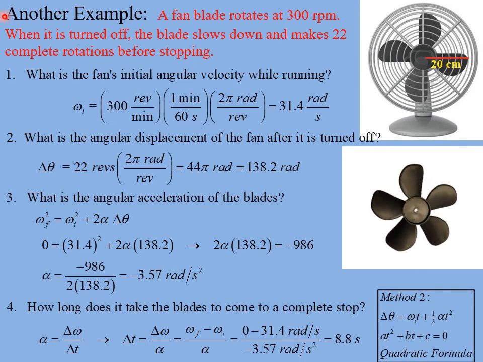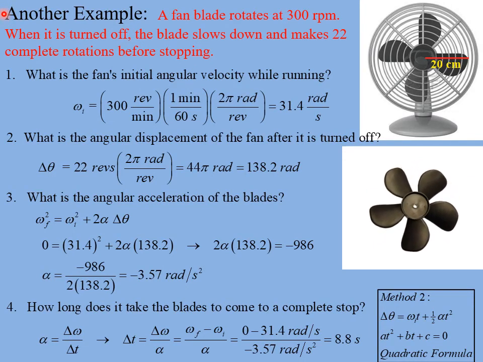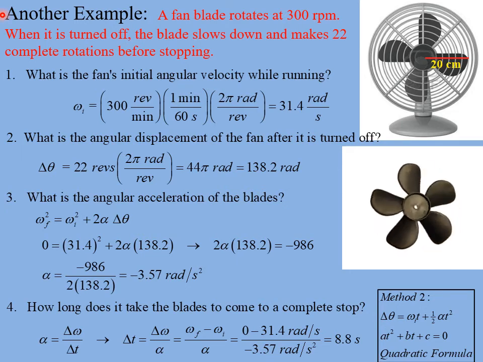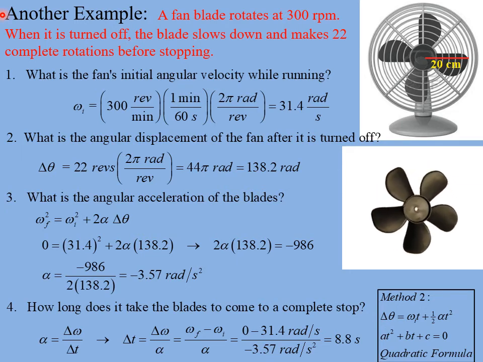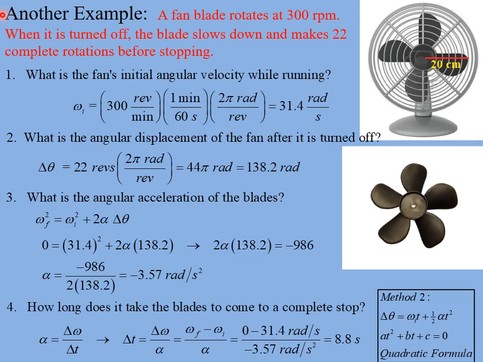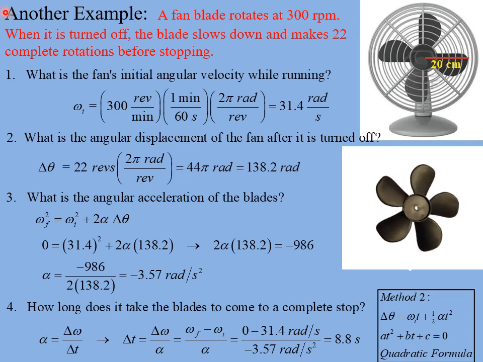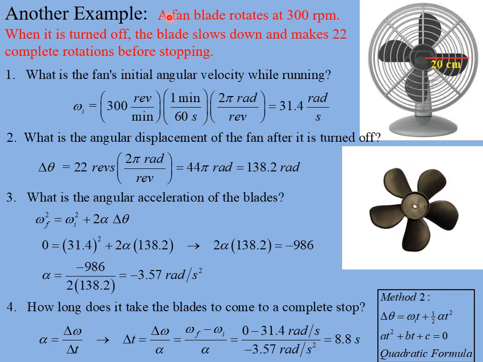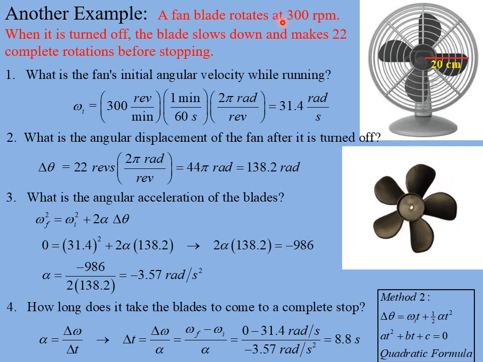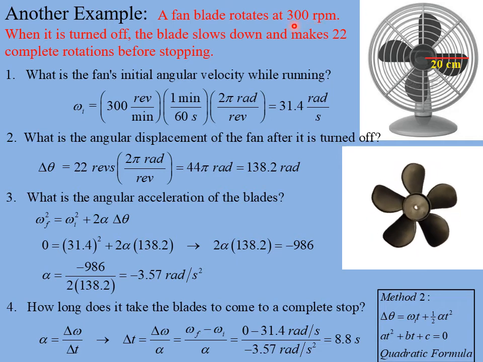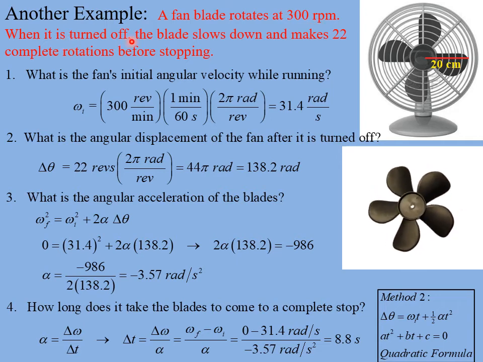So here is our last example in this part of the lecture, and this is another multi-part problem. This problem has 4 parts, so it'll give us a chance to use several of the equations that we're learning about in this part of the chapter. In this example, a fan blade rotates at 300 RPMs. When it is turned off, the blade slows down and makes 22 complete rotations before stopping.